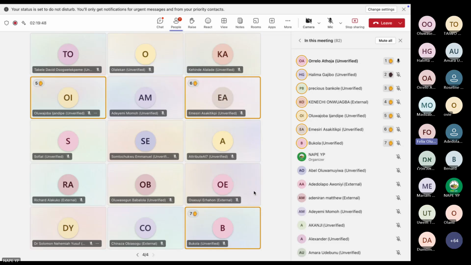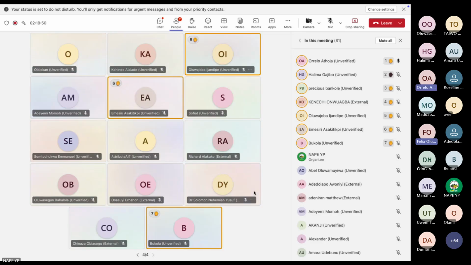Are you asking the compound question then? No, it's not a compound question.